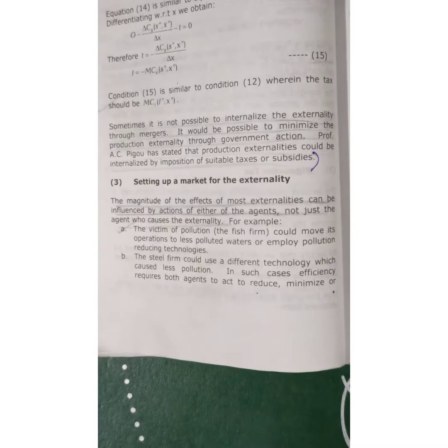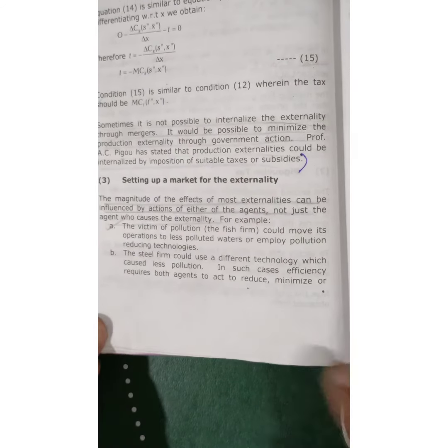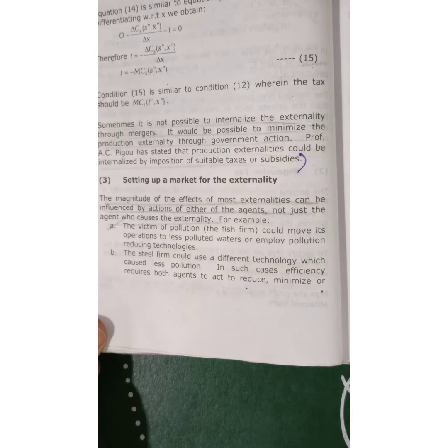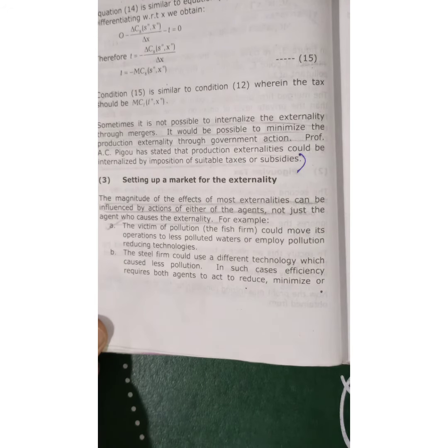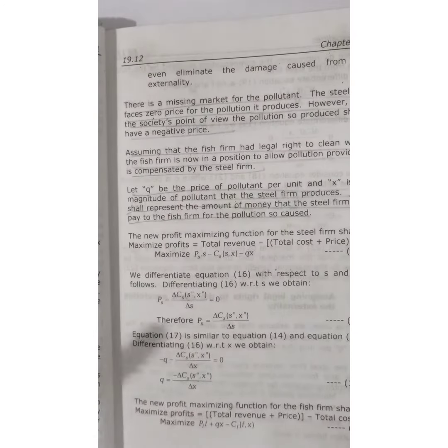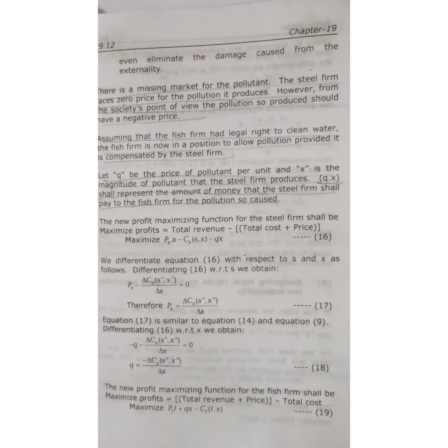Now there is a third way of eradicating the problem. This is called setting up a market for externalities. Let us have a look. The magnitude of the effects of most externalities can be influenced by the action of either of the agents, not just the agent who causes the externality. For example, the victim of pollution could move its operation to less polluted water, or could use some technology. The steel firm could also use a different technology which causes less pollution. In such cases, efficiency requires both agents to act to reduce, minimize, or even eliminate the damage caused by the externalities.